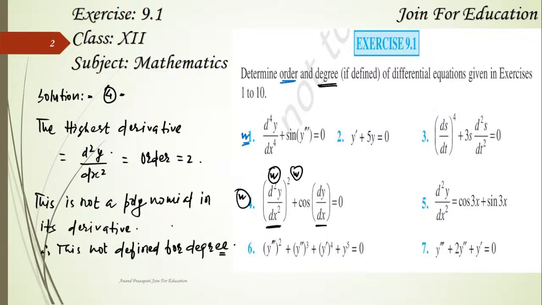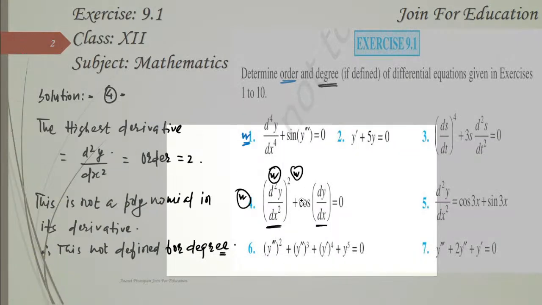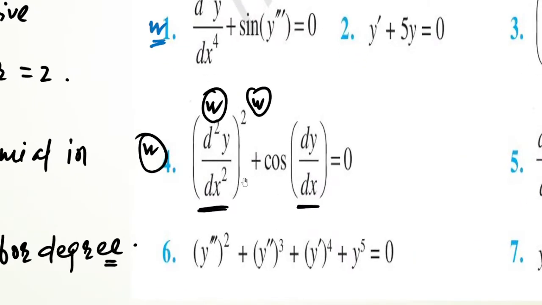Hope that there is no problem to understand the solution of this question. I have solved question number 4. The highest derivative of this differential equation is d square y by dx square. So the order of this differential equation will be 2. And this is not a polynomial in its derivative. So this differential equation is not defined for degree.